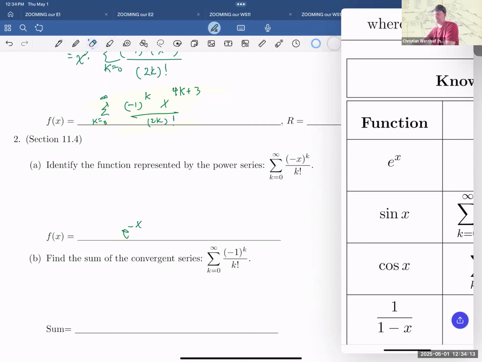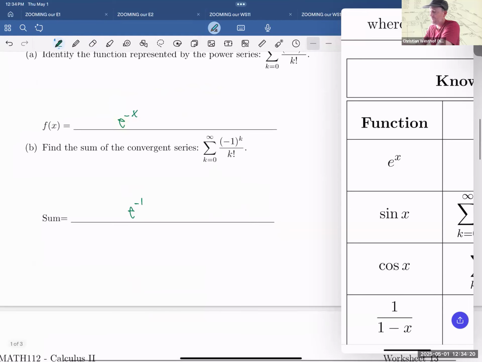The next one's almost the same, except you're inputting a negative 1, not a negative x. So it's e to the negative 1. Let's keep going.